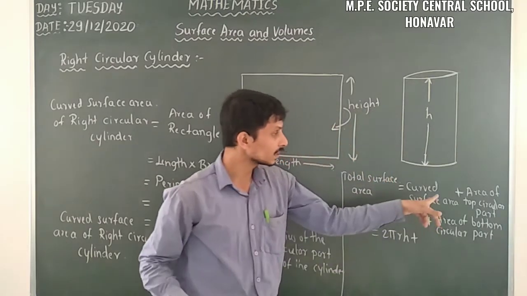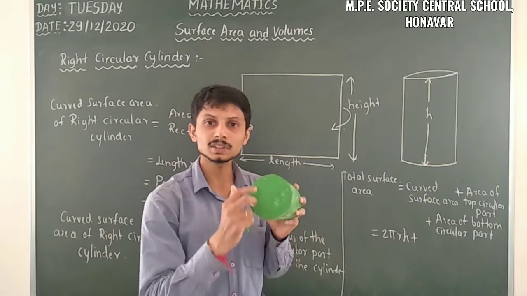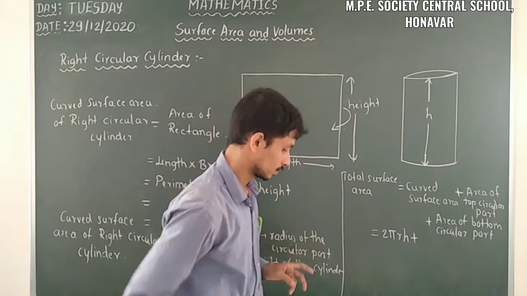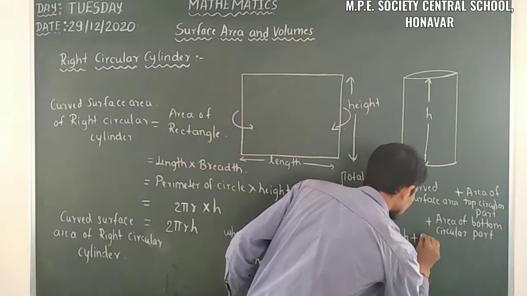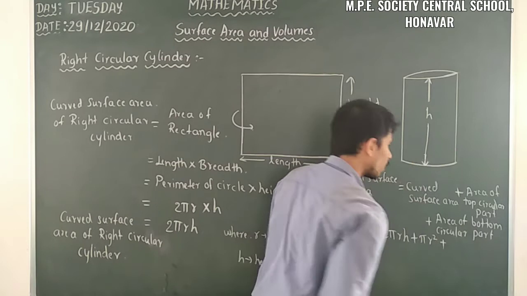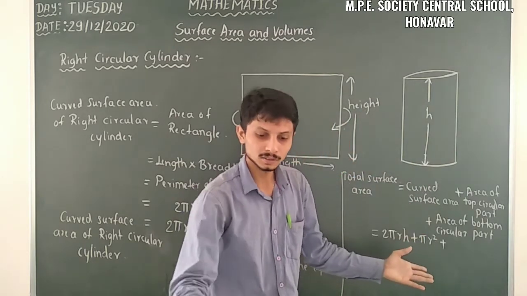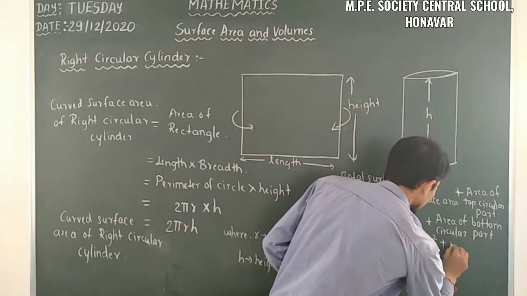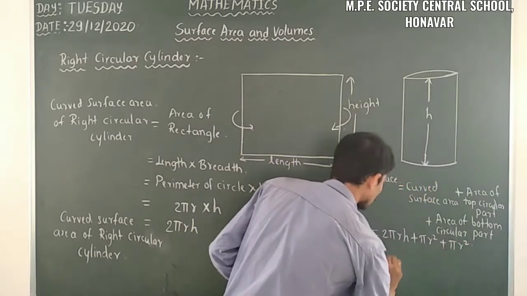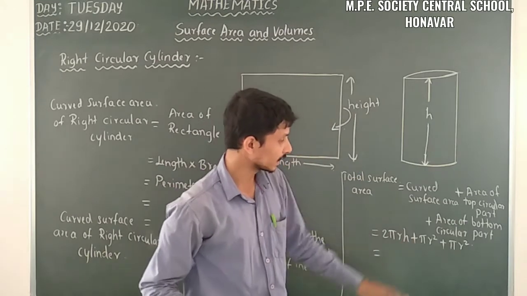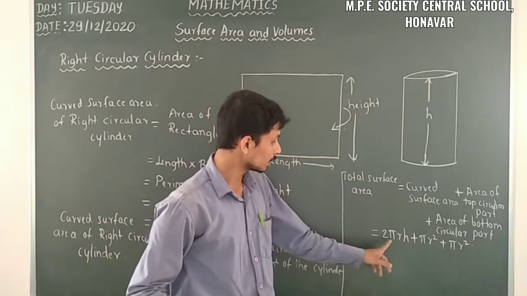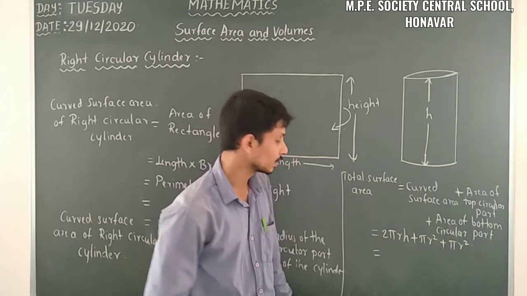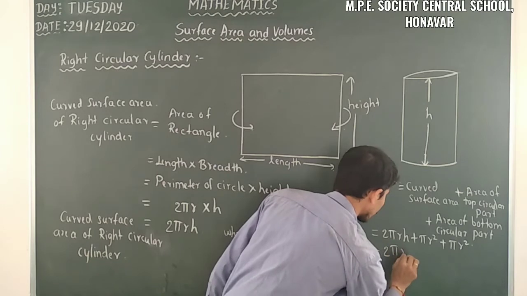Plus, what is the area of the top circular part? It is a circle. What is the area of the circle? It is pi r square, which you already know. The bottom circular part is also a circle, so we can take pi r square there too. Here just observe, in all these cases pi r is common, so I will write it as 2 pi rh.